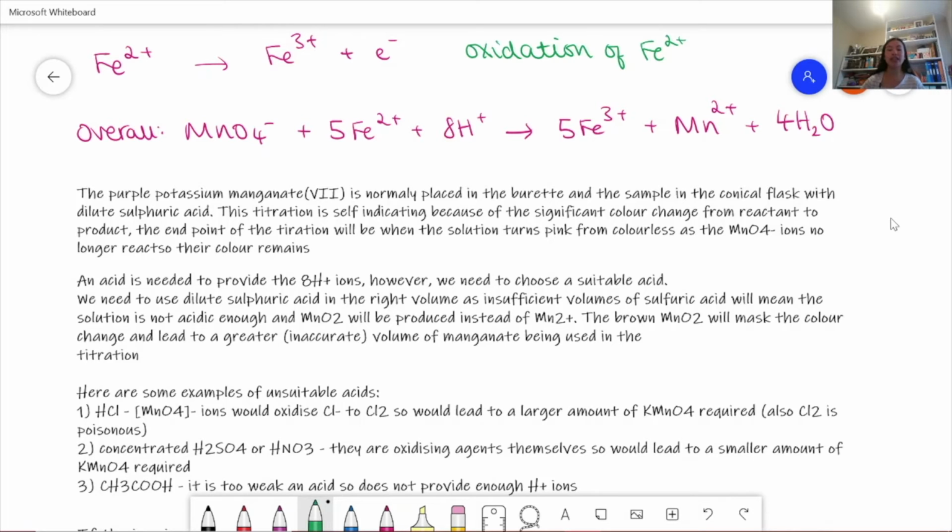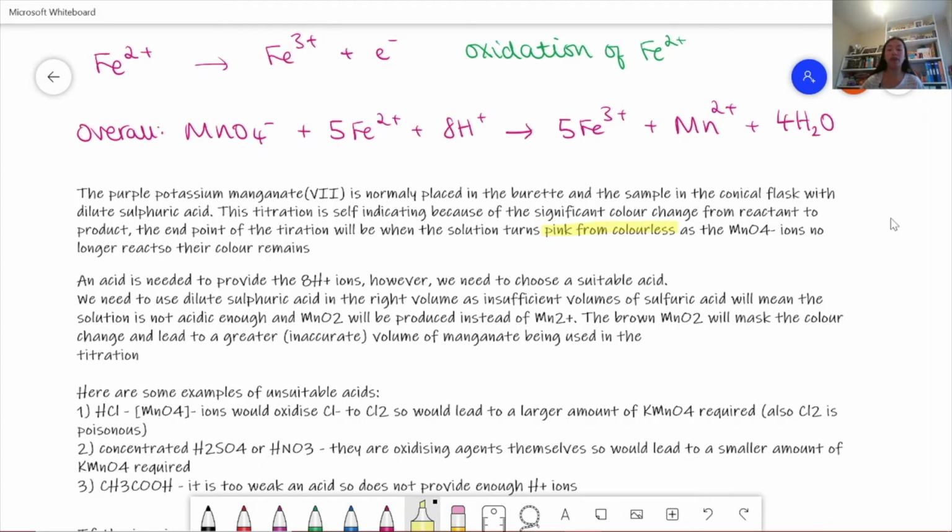And this titration is actually self-indicating because of the significant colour change from reactant to product. The end product of the titration will be when the solution turns pink from colourless, as the manganate ions no longer react, so their colour remains. So basically the manganate ions are in excess.